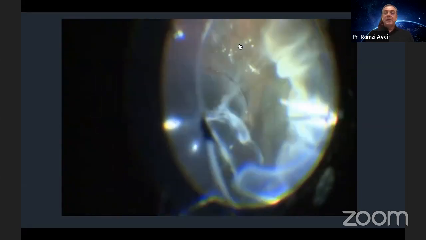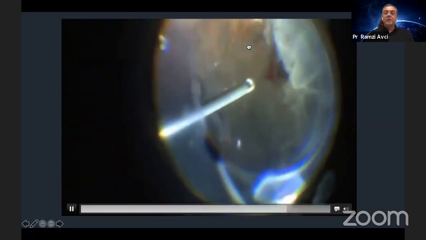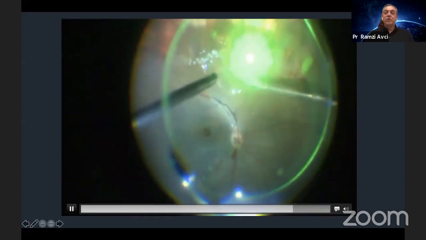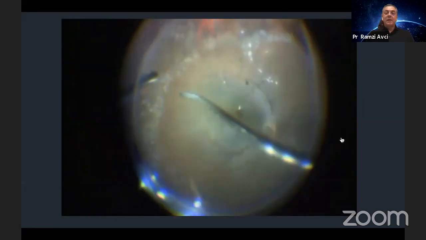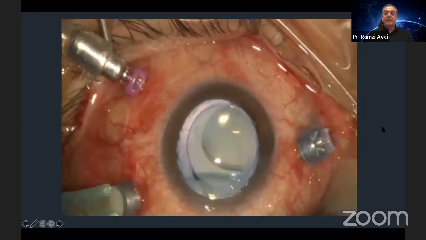In such a complex retinal detachment, you see many membranes also with compressed vitreous in the vitreous space, and then we do laser and apply silicone oil tamponade in this patient.